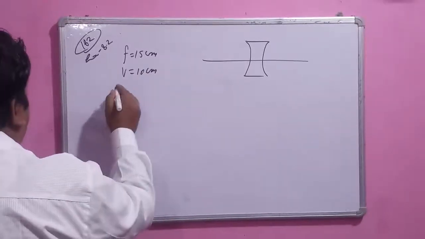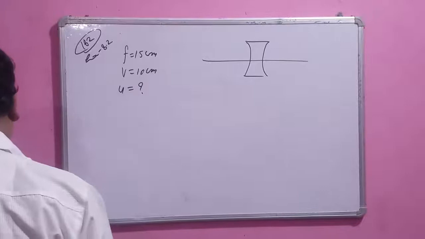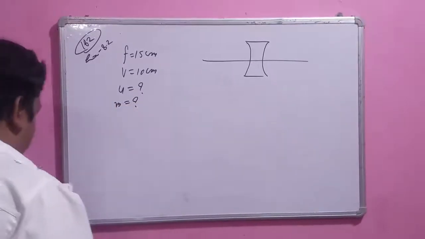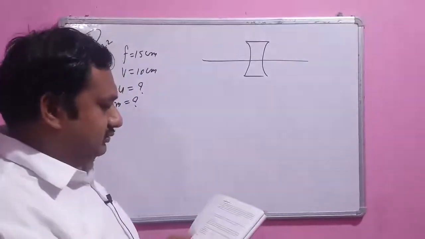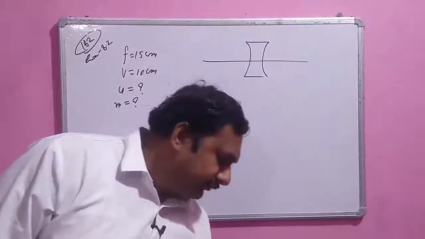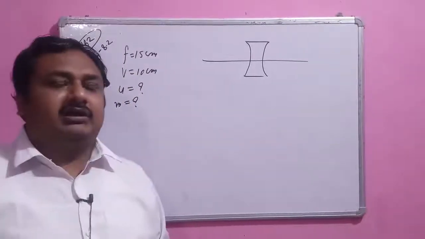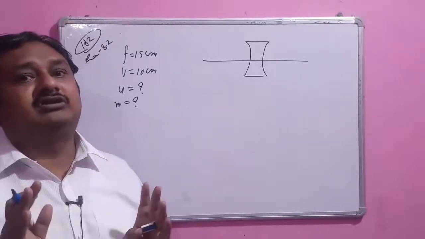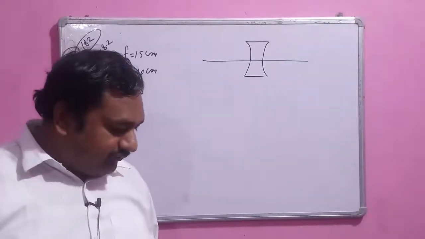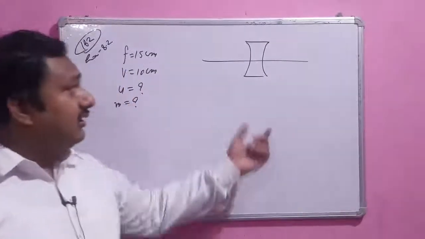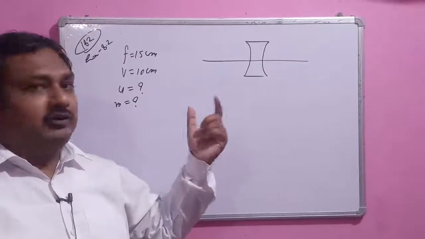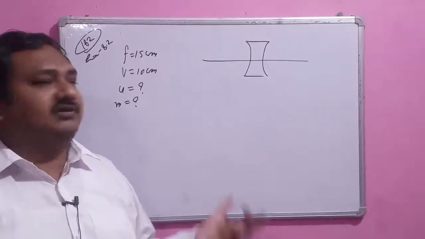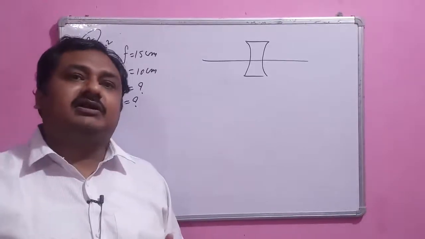Now we have to find the object distance and magnification also. So that thing we have to find. Now what we have read in the case of a concave lens, it always produces a virtual image. So it has been said that there is a concave lens which produces an image of an object at a distance 10 centimeter from the lens.